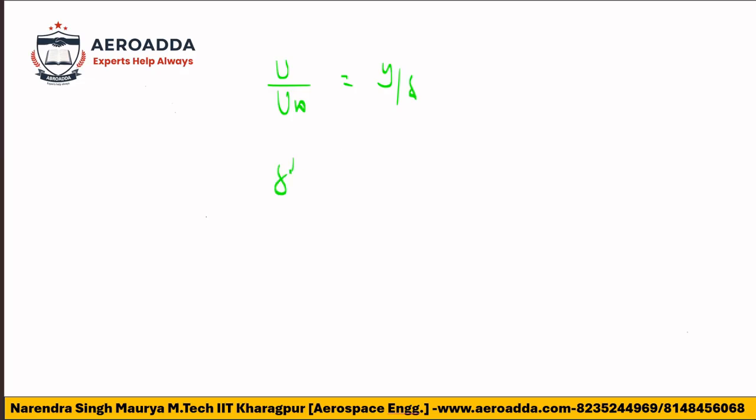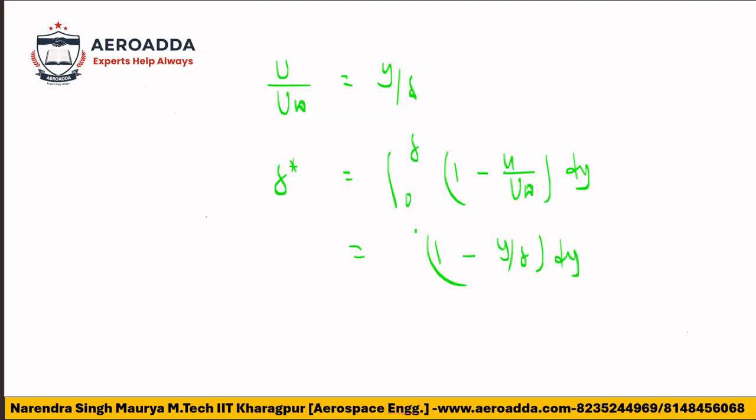Can you calculate delta star? It's the integral from 0 to delta of 1 minus u by u infinity, dy. Integrate it: 1 minus u by u infinity is 1 minus y by delta, dy, from 0 to delta. Do it, how much will you get? After integration, it's delta minus y square by 2 delta. Na? It's not y square. Put the limit, so it's delta minus delta square by 2 delta. Check how much you will get.